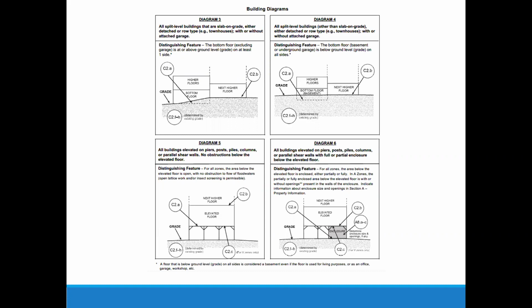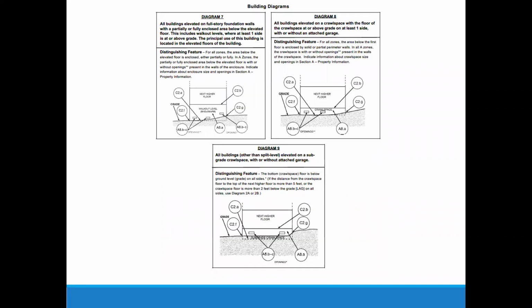And so for a partial enclosure, you just have to be able to use it as an enclosure, which means parking, storage, or building access. Same thing with diagram 7. It's a full story enclosure. It's wet flood proofed, and it only has those specific uses, no habitation. And then diagrams 8 and 9 are both crawl spaces, and we've talked a bit about crawl spaces and we'll continue to talk about them, but you have elevated on a wet flood-proofed crawl space, next higher floor above that.